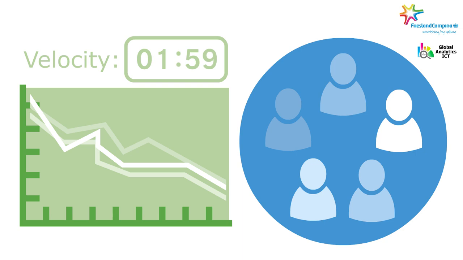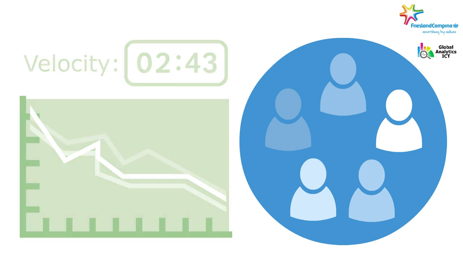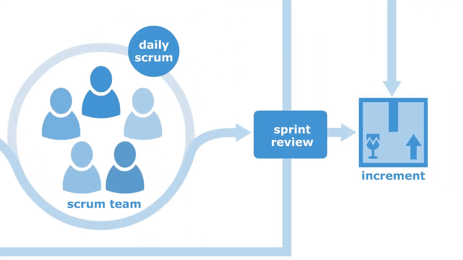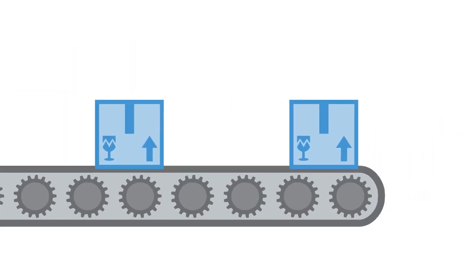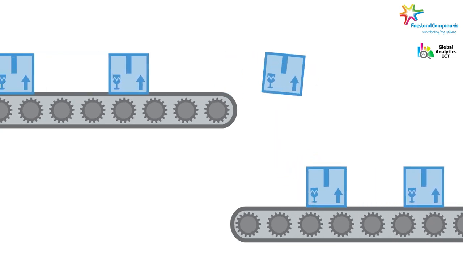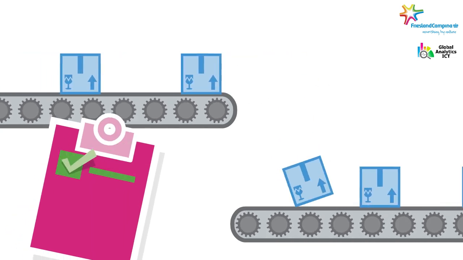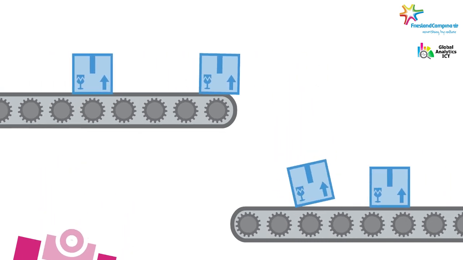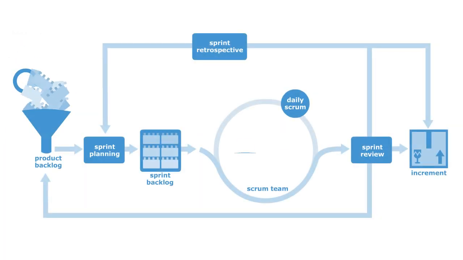Velocity is an indication of the number of tasks a team is able to complete in a sprint. This is important to know when building the next sprint backlog. The increment is the sum of all the product backlog items completed during a sprint. At the end of a sprint, the new increment must be done, meaning it meets the iteration's definition of done.